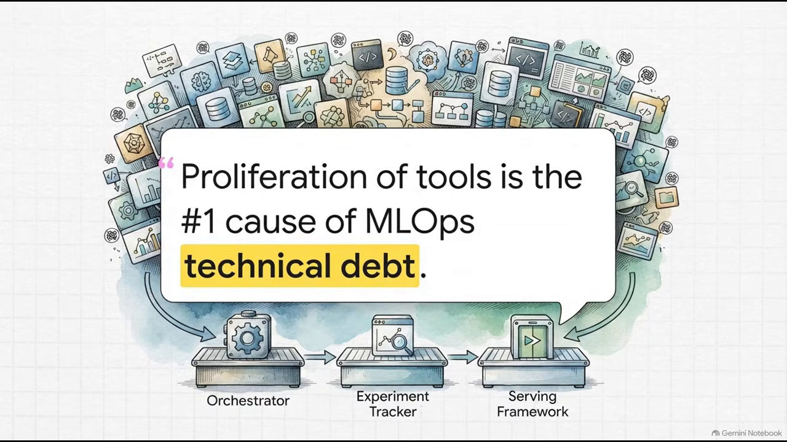As you go out and execute that blueprint, you have to remember this golden rule straight from our source material. Proliferation of tools is the #1 cause of MLOps technical debt. You absolutely must advocate for strict toolchain standardization. Pick one orchestrator, one experiment tracker, and one serving framework, and then enforce it ruthlessly across the entire organization.